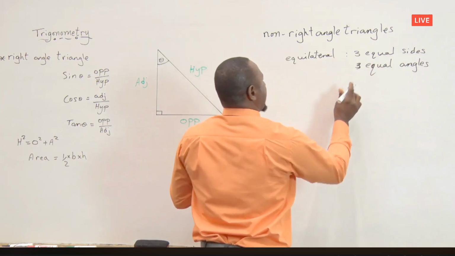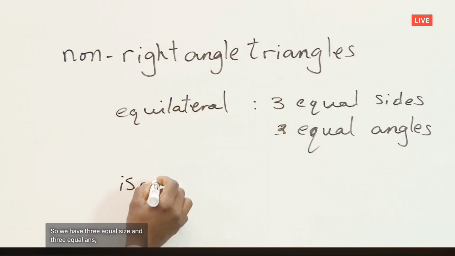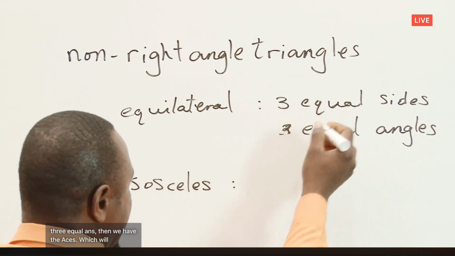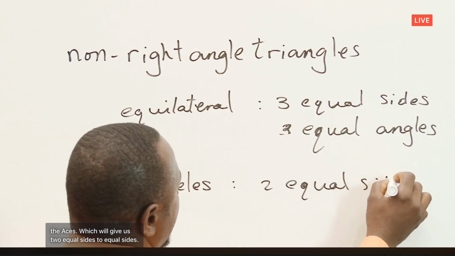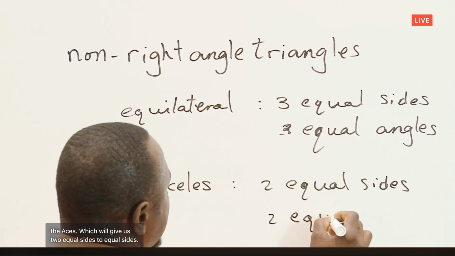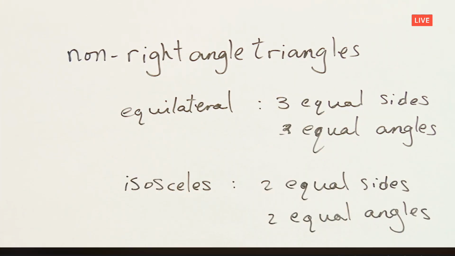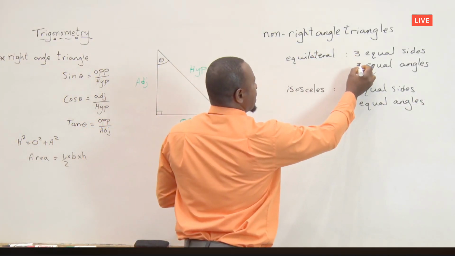So we have 3 equal sides and 3 equal angles. Then we have the isosceles, which will give us 2 equal sides and 2 equal angles. These properties are going to help you when you need to solve multiple choice questions a lot of the times, and some long paper questions.